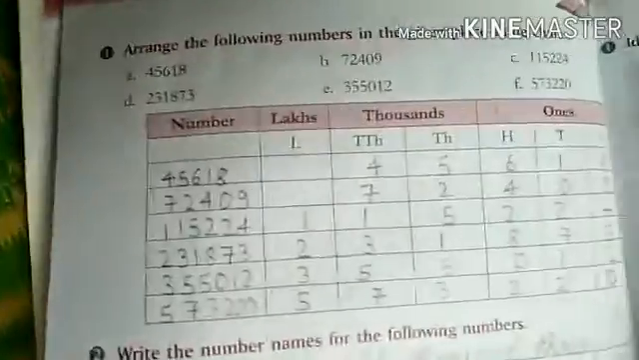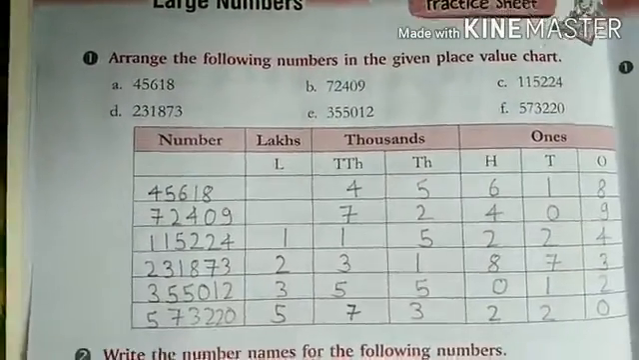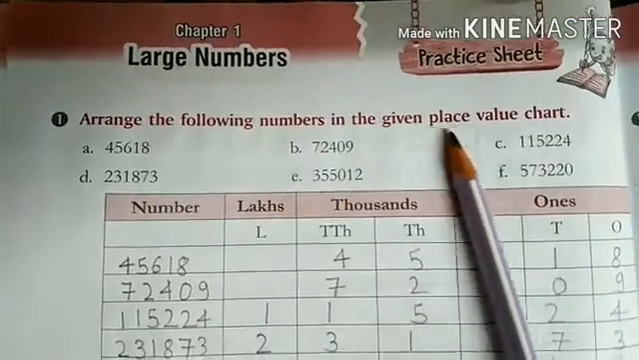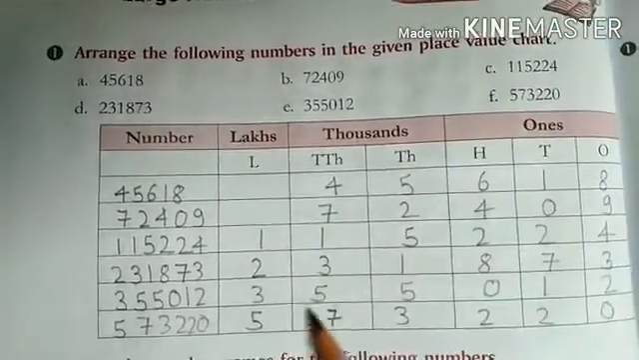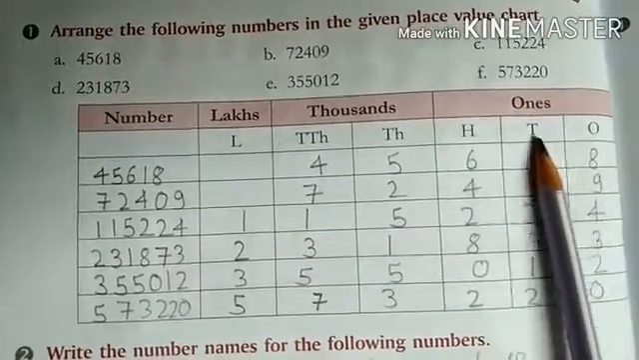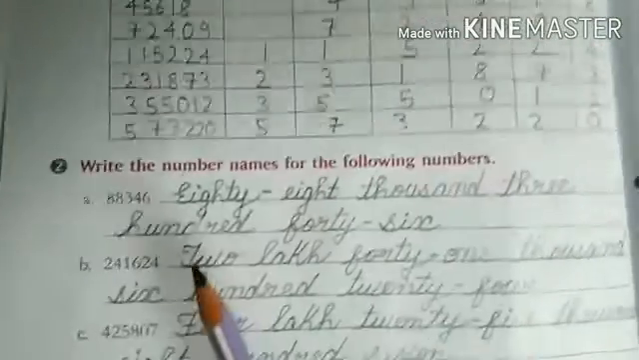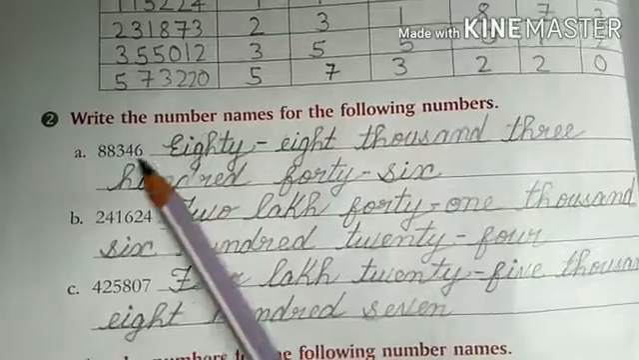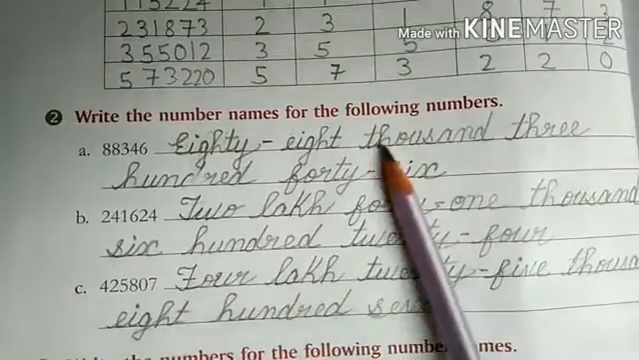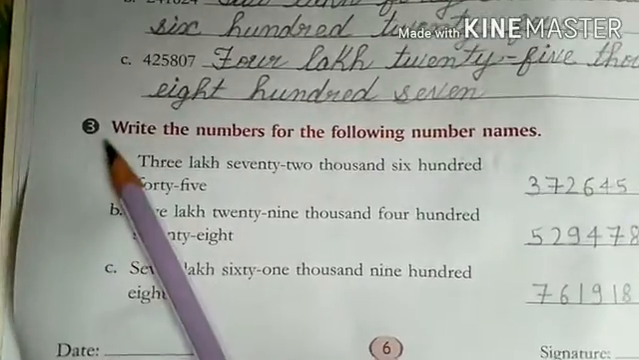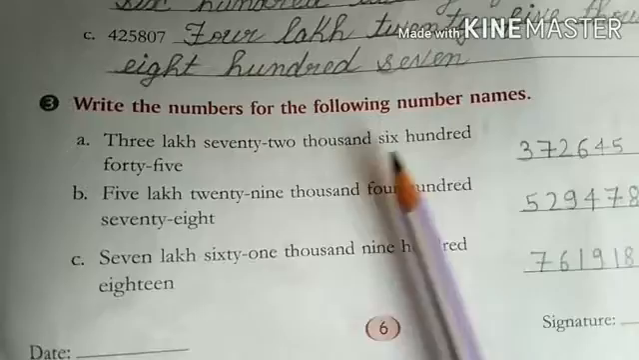You can do it. Now we will move to the next page, and here it is written, arrange the following numbers in the given place value charts. Here place value charts have been given. You just have to arrange these numbers in this place value chart. Okay, so I have written here. Next, write the number names for the following numbers. Here numbers have been given. We just have to write them in words. That means number names.